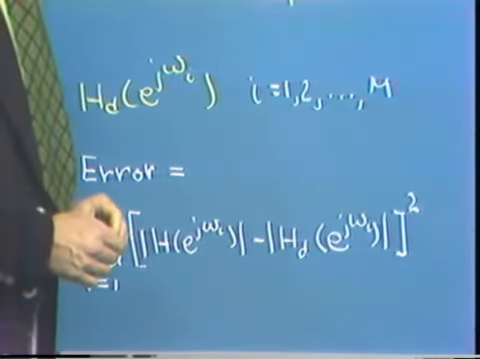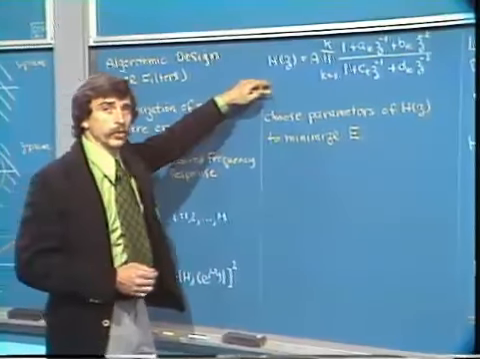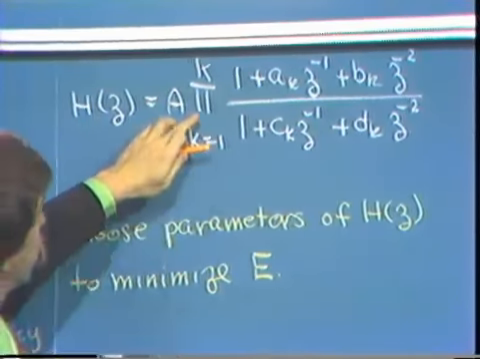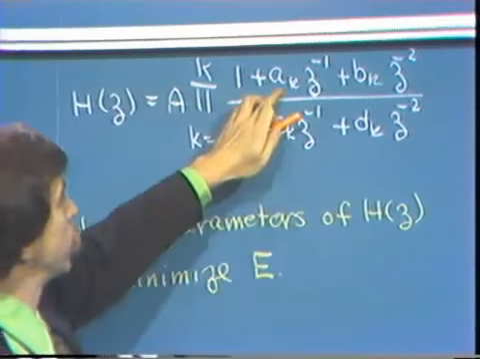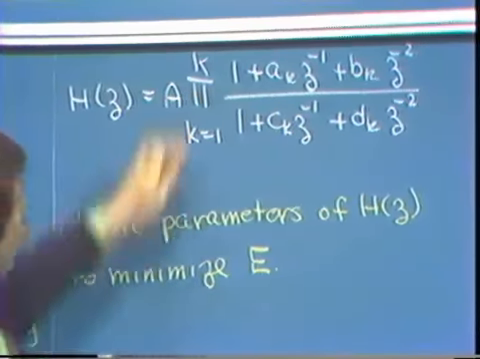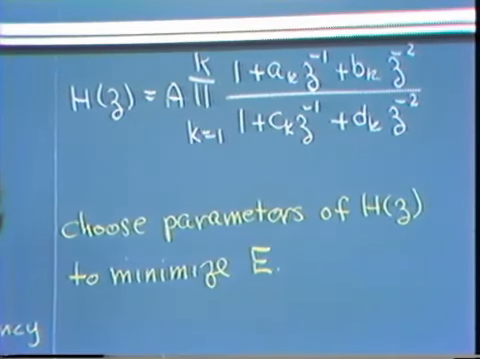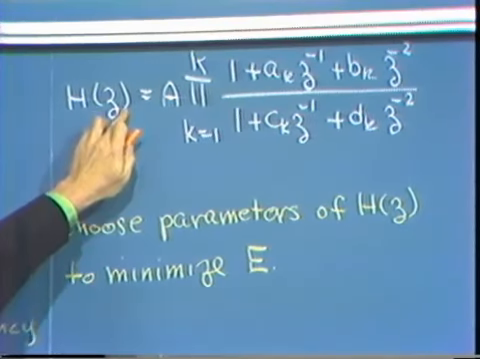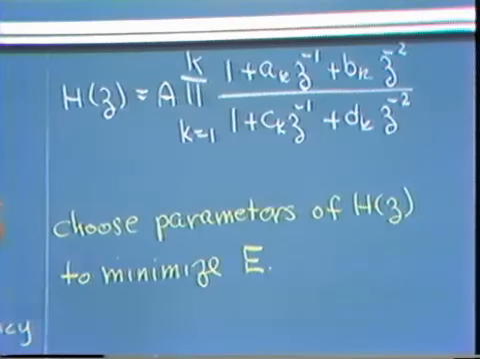Well, the general form for H is as a rational function. That's what we've been restricting ourselves to throughout the discussion. It's a rational function of z, and expressed, for example, in cascade form, involving second-order sections, that is, two coefficients for the zeros and two coefficients for the poles, with capital K sections altogether. So basically what the procedure then consists of, it's somewhat brute force, is to specify the order of the filter. We then have a set of coefficients which we need to solve for.